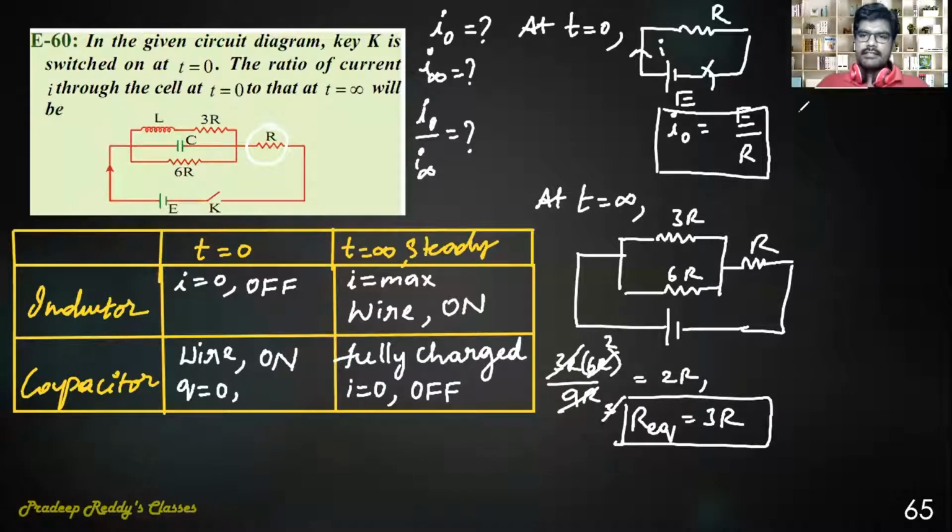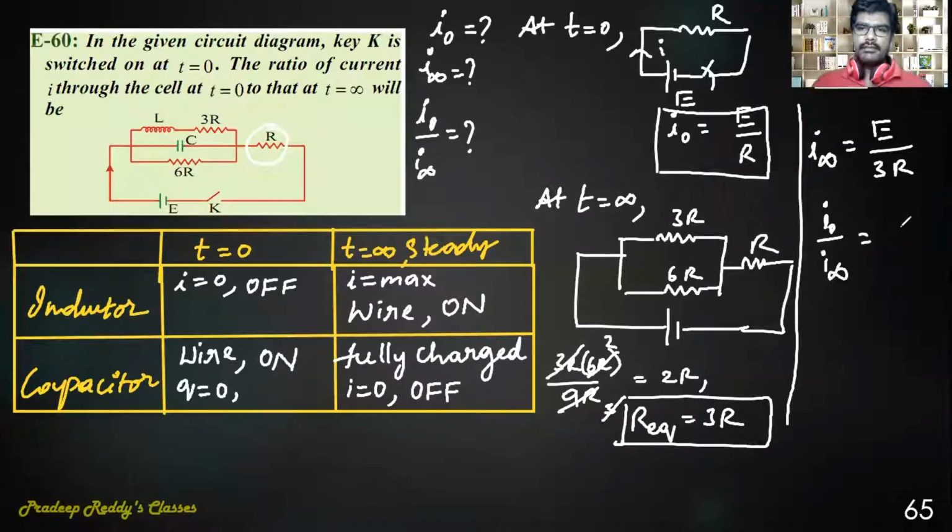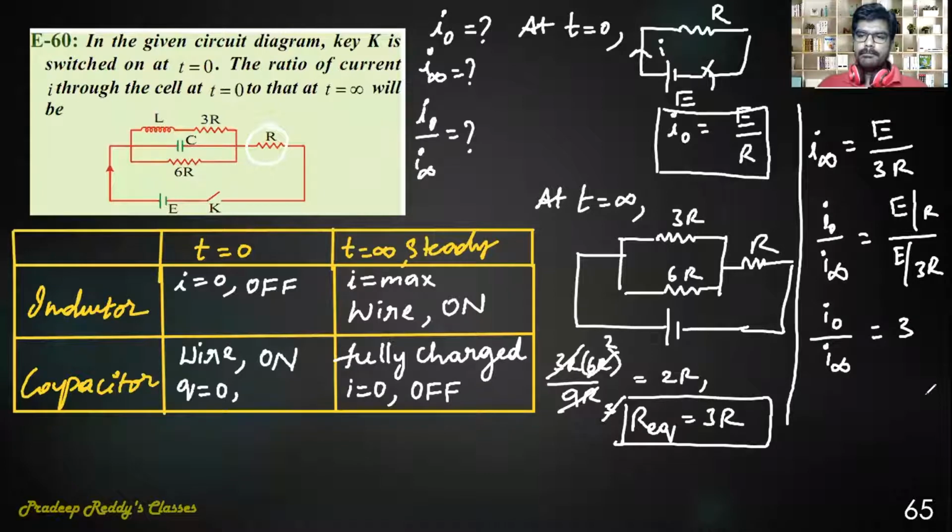Now what is the current in this circuit? I at infinity will be equal to E divided by the net resistance, which is 3R. So I want to now find out the ratio of these two. I0 divided by I infinity will be equal to E by R by E by 3R. So I naught divided by I infinity is equal to 3. This is the ratio of current at time t is equal to 0 and at time t is equal to infinity.